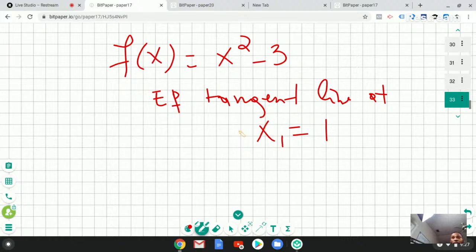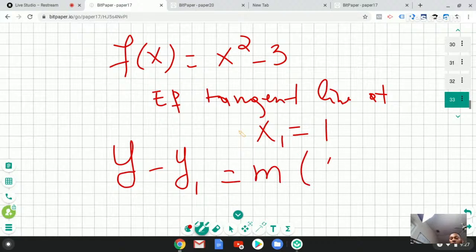So what's the formula for the equation of the tangent line? Y minus y1 is equal to m times x minus x1. Okay, x1, they already give it to us, which is 1. X is going to stay the same. Y is going to stay the same.